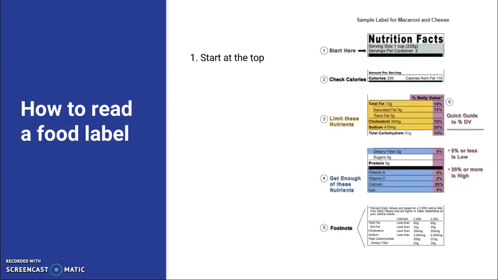You're going to look at your serving size and how many servings there are per container. So if you were to consume the entire thing, how many servings are you having? Because that has a direct math relationship with how many calories you're consuming. The number of calories is the amount per serving. Everything below this black line is based on amount per serving. You kind of see that there.